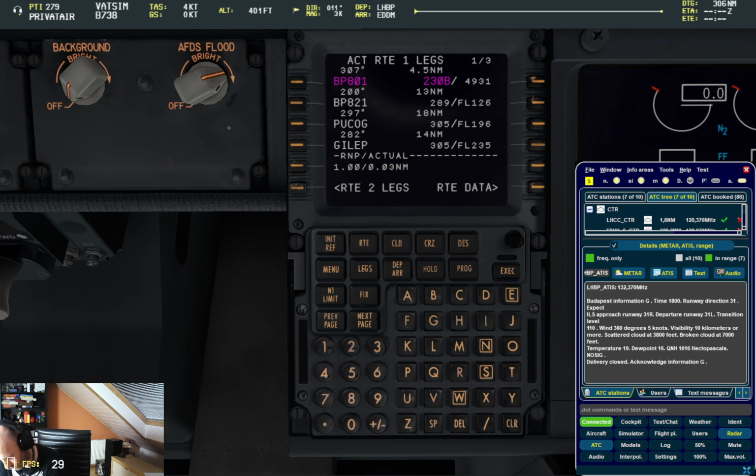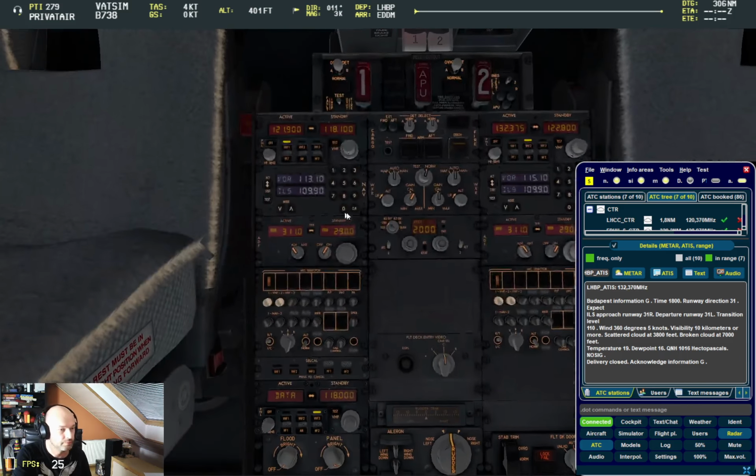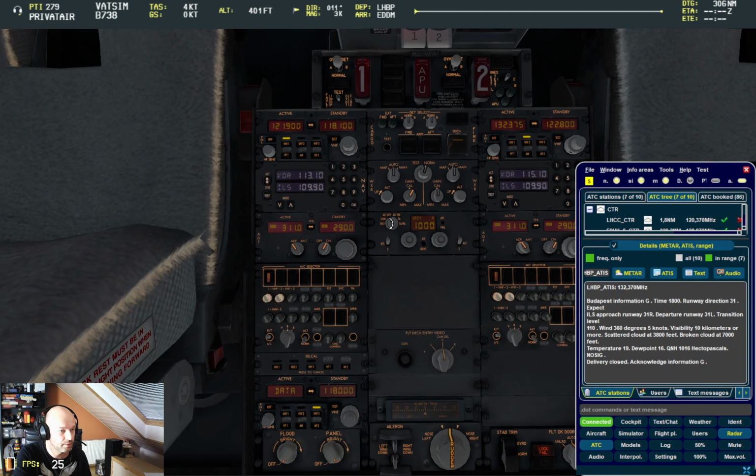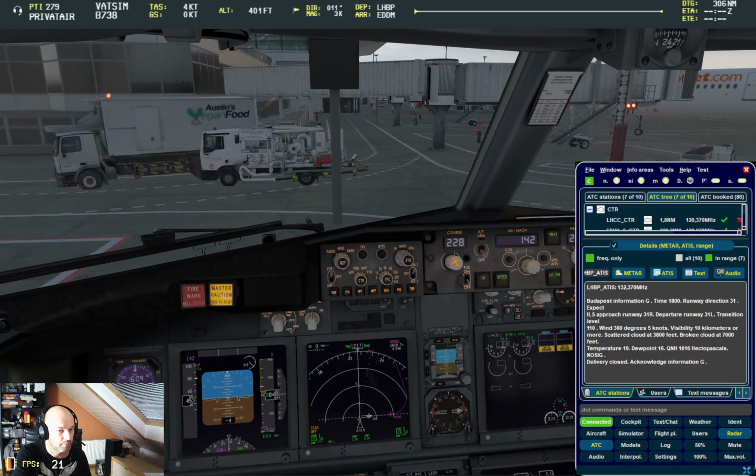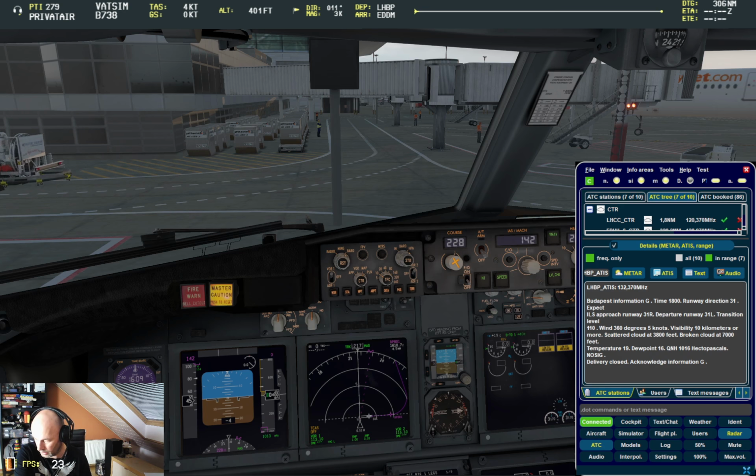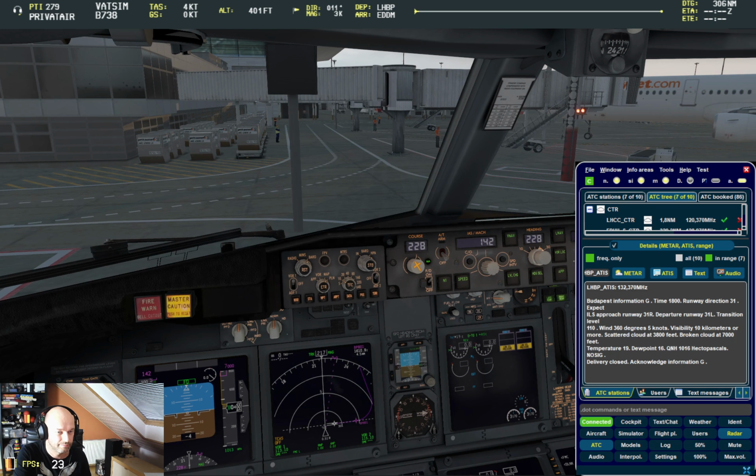Okay, all doors and hatches are closed. Ready to connect. Private 279 cleared Munich, GILEP 2 Lima, climb 7,000 feet, QNH 1016, squawk 1000. Squawk 1000. And departure runway 31 left. Yeah, of course, 31 left, as according to information golf. Yes, Private 279er is not correct. Thank you.